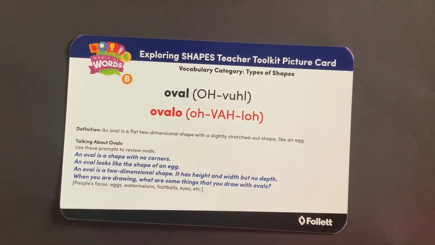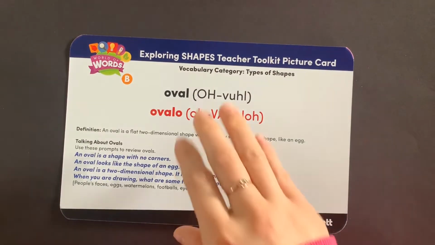An oval is a shape with no corners. An oval looks like the shape of an egg. An oval is a 2-dimensional shape. It has height and width, but no depth. When you are drawing, what are some things that you draw with ovals? People's faces, eggs, watermelons, footballs, eyes.